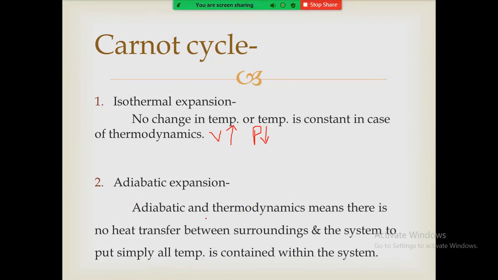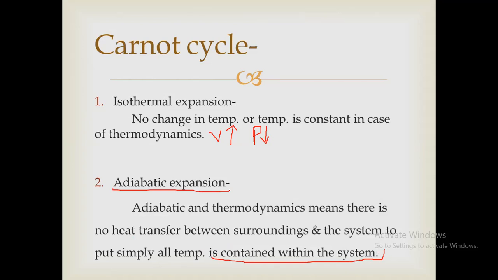Okay, so during adiabatic expansion also, there is no heat transfer between the surroundings and the system. Put simply, all the temperature stays within the system itself. That means according to the adiabatic expansion, what happens here? Whatever the heat available inside that system, that heat energy is not transferred to another system or the surroundings. That means whatever the available energy, it will remain in that system itself. It is not possible in reality also.